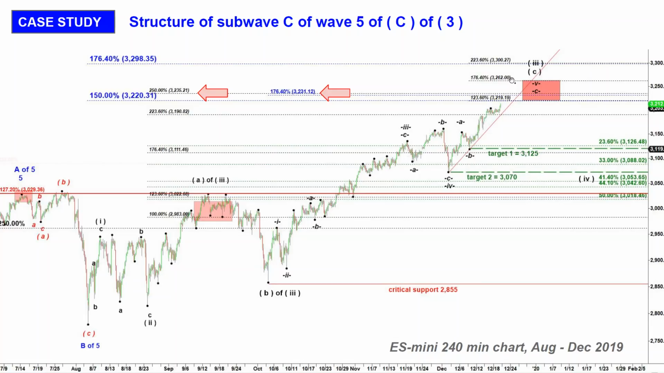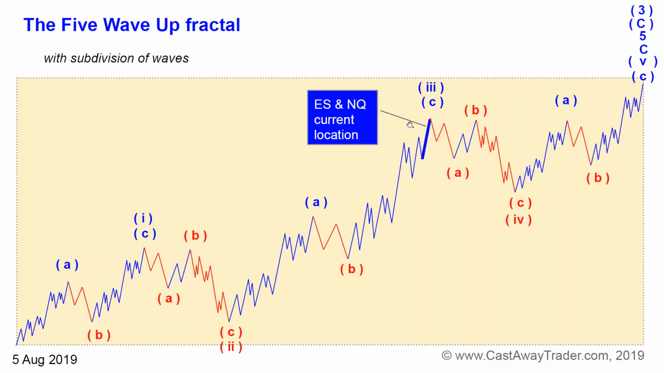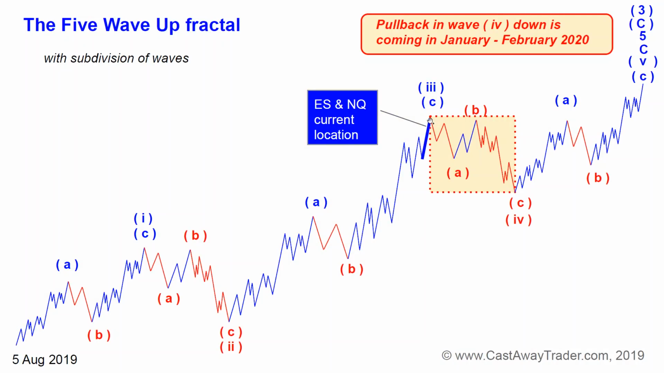What's possible is that subwave A of 4 will hit the first target, then we would get quite a deep pullback and B of 4, and we would get the second leg down, which would probably get lower to tag target 2 around 3070, 3050. This is the path it may choose to follow. Again, this is a possible location, the current location of ES and NQ mini. And here I'm showing you an expected path for a corrective wave 4 down, and as I've just mentioned, it should normally have two legs.